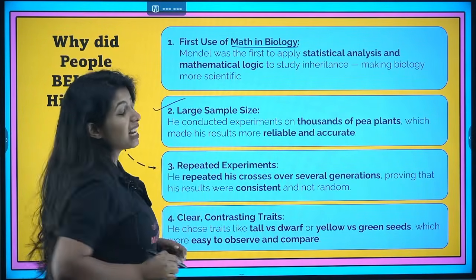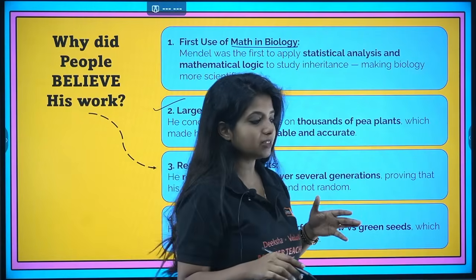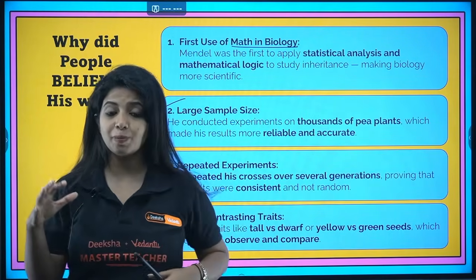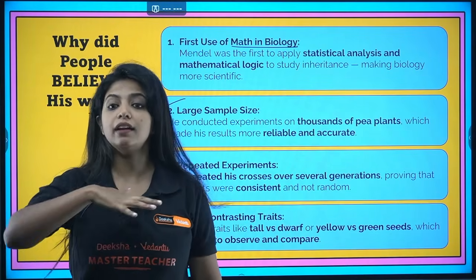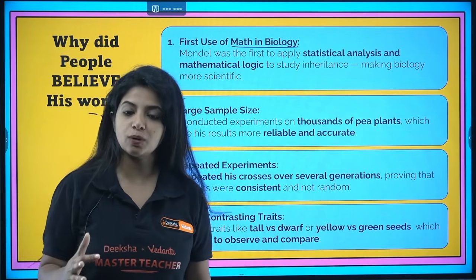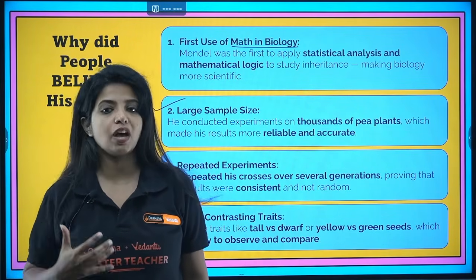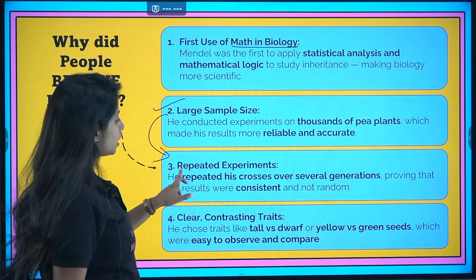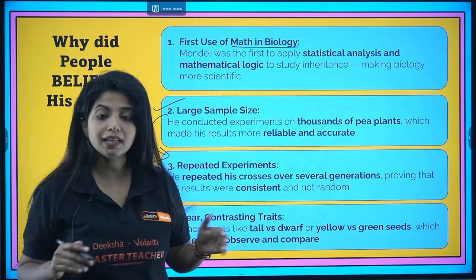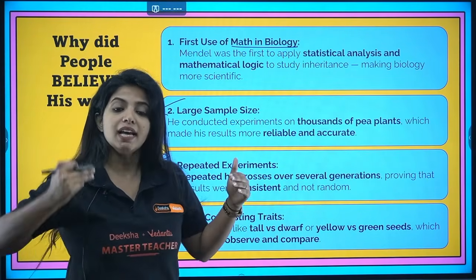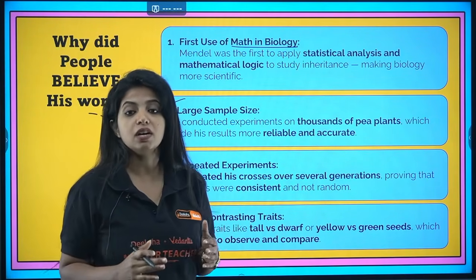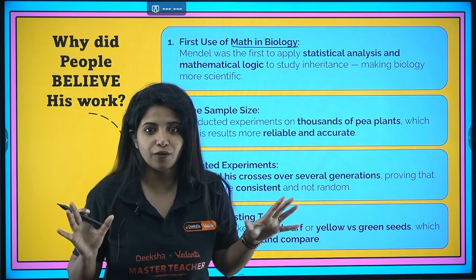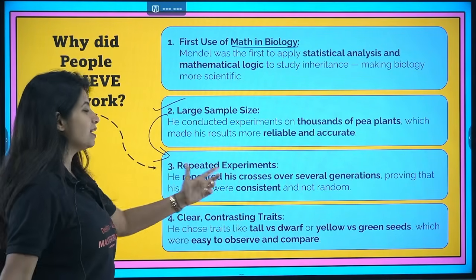Second thing, he had a large sample size. Large sample size as in he didn't work on just a few things out there. No. For making sure that his experiment was correct, he had a large number of plants. He bred them repeatedly, and that's how he got his conclusion. And as I said, this point is linked with the other point, that is repeated experiments. So yes, he had a large sample size, and apart from that, he repeated his experiments so many times just to make sure that everything he was going to tell was right. So basically that was being done.